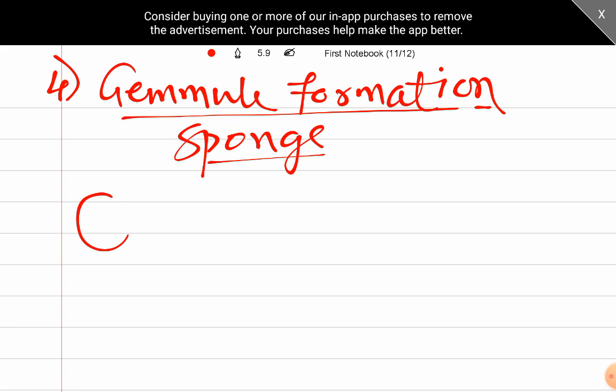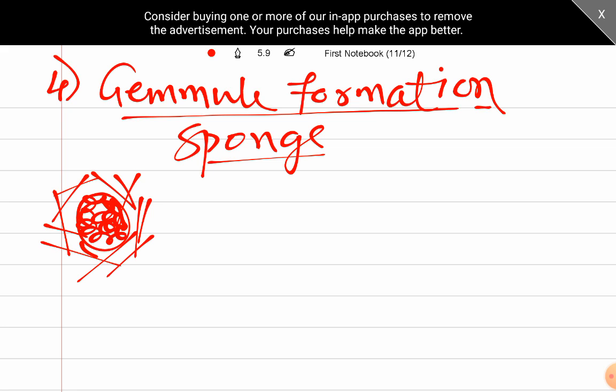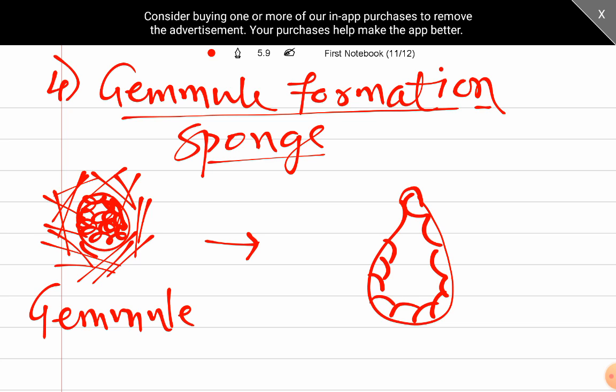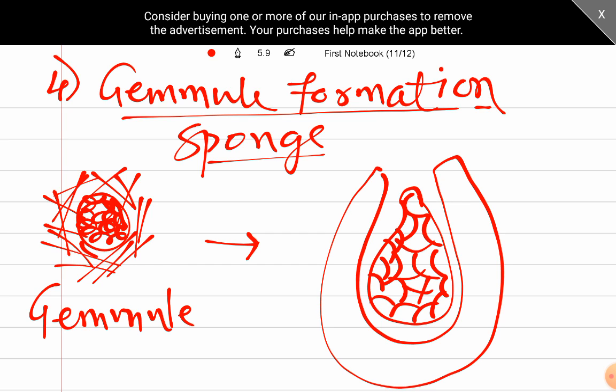See, like this, there are very small cells present inside, and spicules are present around. So this is called one gemmule, and when you study a vertical section of this gemmule, you can see something like this. Cells are arranged in this manner. There is one opening that is called the micropyle, and spicules are arranged on the outer side.